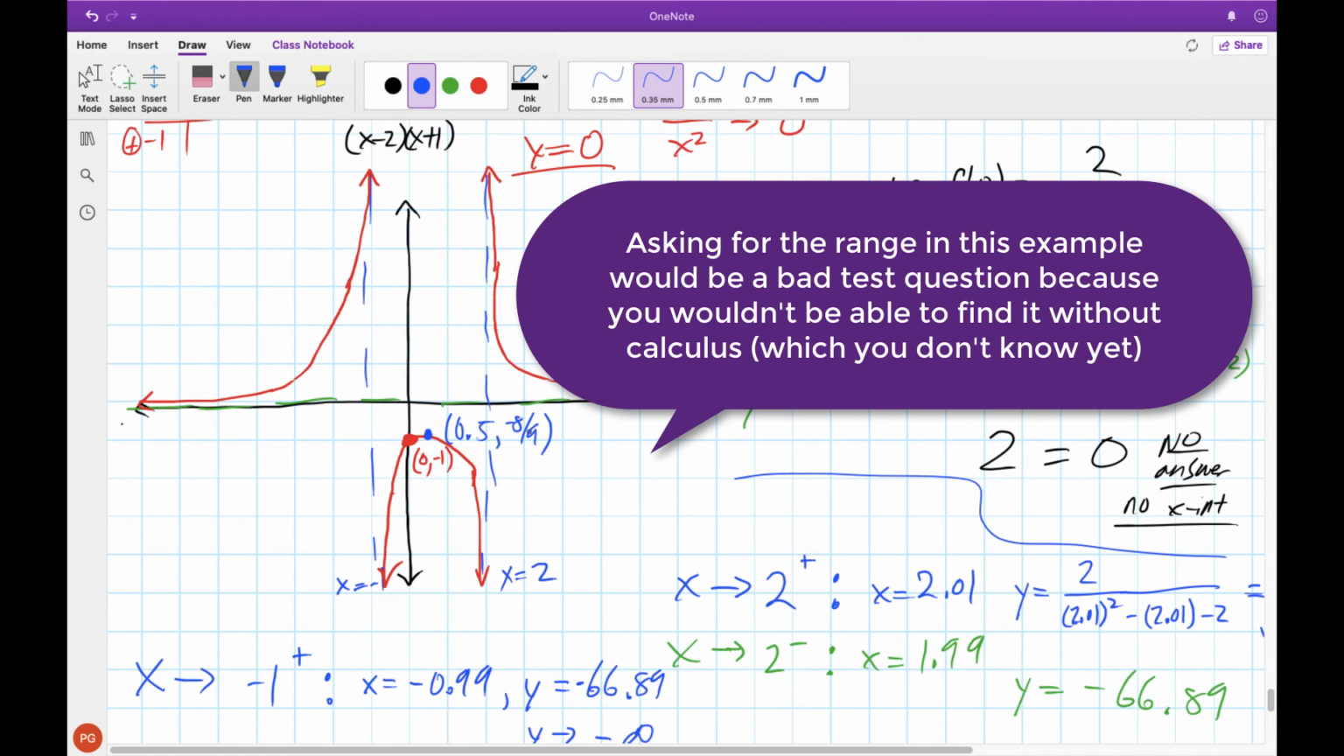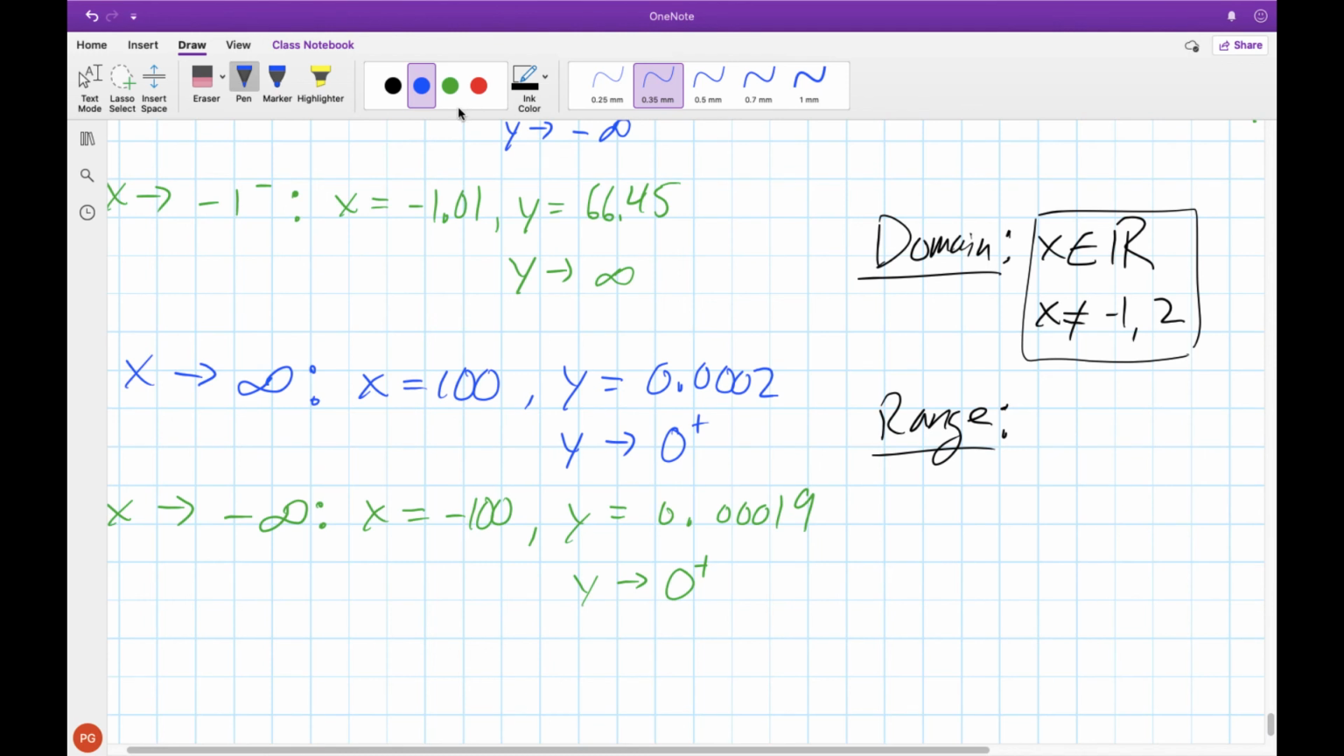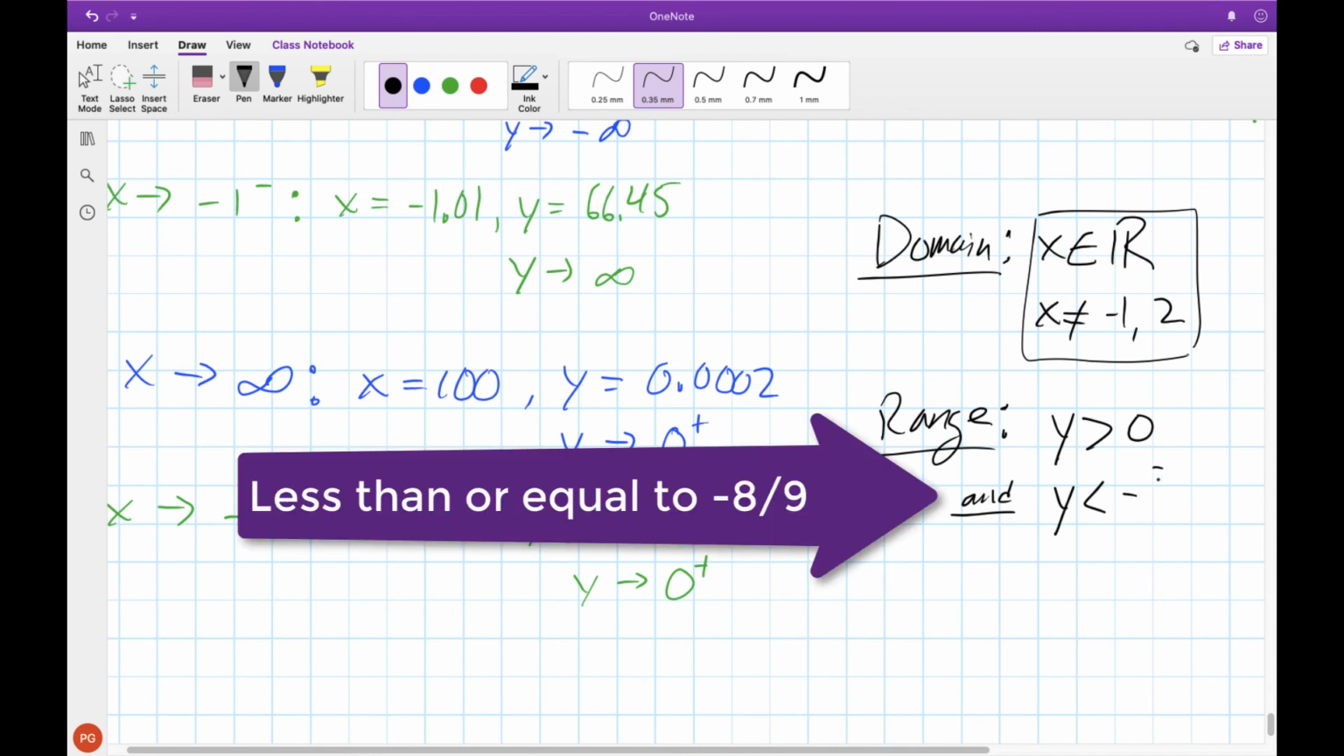The minimum in this case turns out to be at -8/9. That's the bottom of our U shape here. So our range in this case would be y bigger than 0 and y less than -8/9.